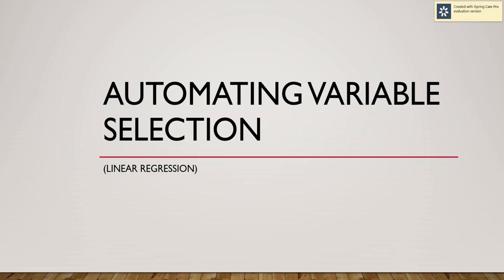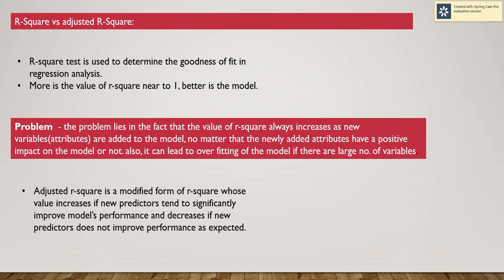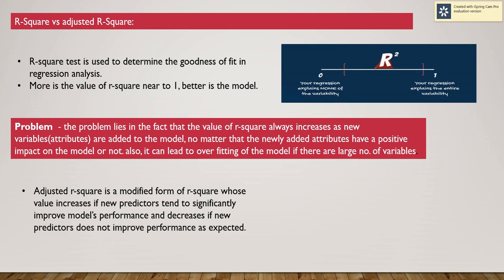So let me start with a question. How do you find the important predictors in your dataset? Generally, we go for R-squared and adjusted R-squared. So what is R-squared? R-squared is used to determine the goodness of fit. The nearer the value is to 1, the better our model. But we do have a problem with R-squared.